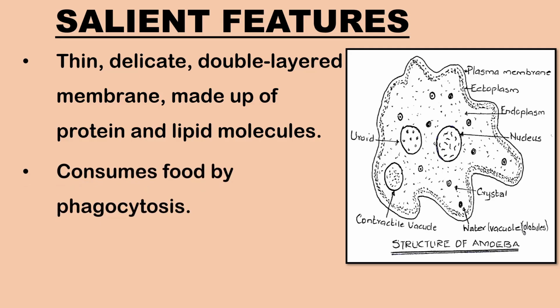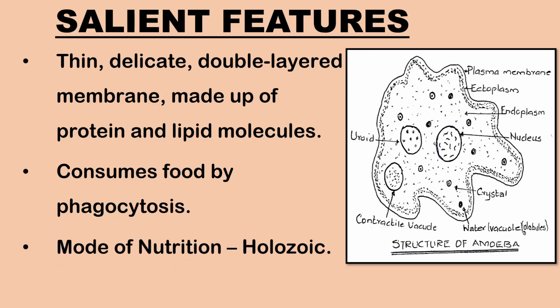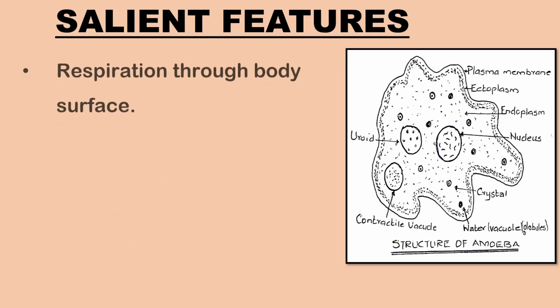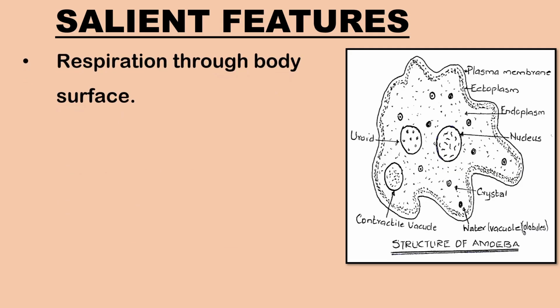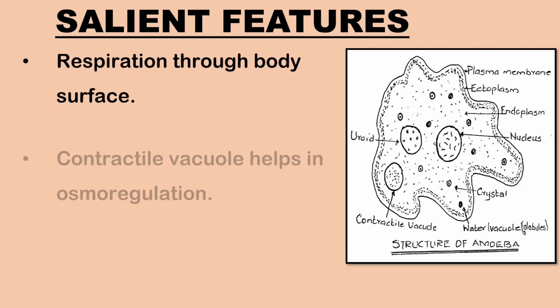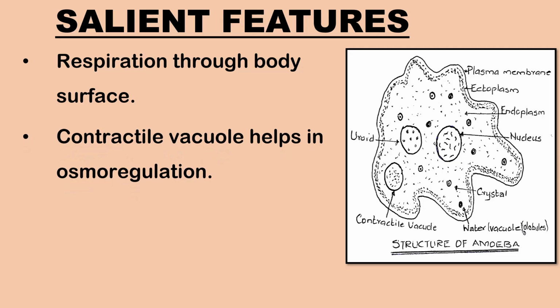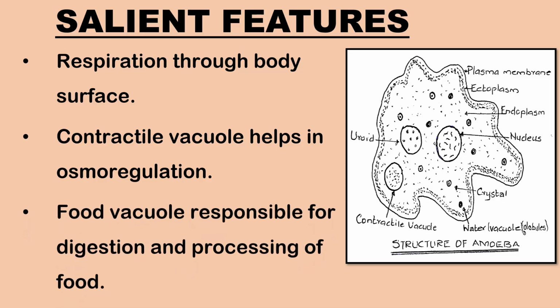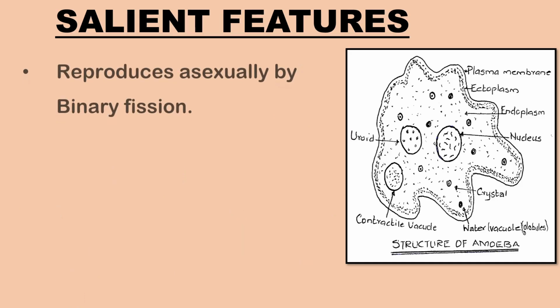Amoeba consumes food by phagocytosis, and its mode of nutrition is holozoic. Respiration takes place through the body surface. Contractile vacuole helps in the osmoregulatory and excretory activities of the organism. Food vacuoles are responsible for the digestion and processing of food.